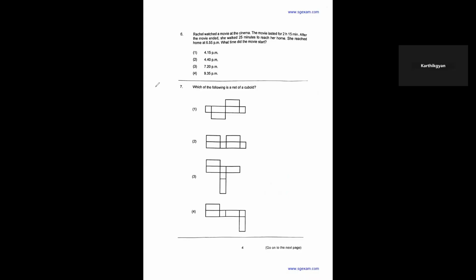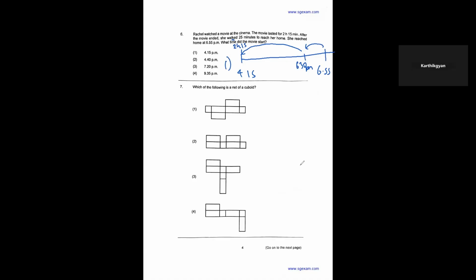Rachel watched a movie at the cinema. The movie lasted for 2 hours and 15 minutes. Then she walked 25 minutes to reach home. She reached home at 6:55 p.m. So you draw a timeline, 6:55 p.m. We go backwards by 25 minutes, and you'll end up at 6:30 p.m. Now from 6:30 p.m., you go backwards 2 hours and 15 minutes. 6 minus 2 is 4. 30 minus 15 is 15. The answer is option.